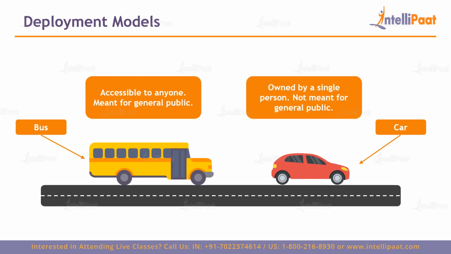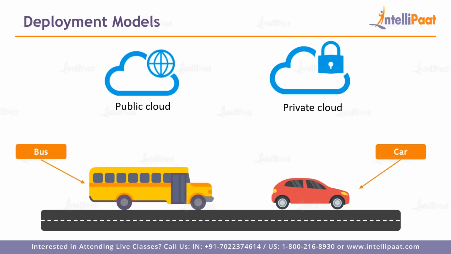To summarize, the bus, considering it as public cloud, is accessible for everyone. It is meant for the general public. You will have to pay for only what you use. And the car is the private cloud. It is owned by you. It is only for you. You can do whatever you want with it. And again, you'll have to pay for everything. So as told, this is public cloud, and this is private cloud.